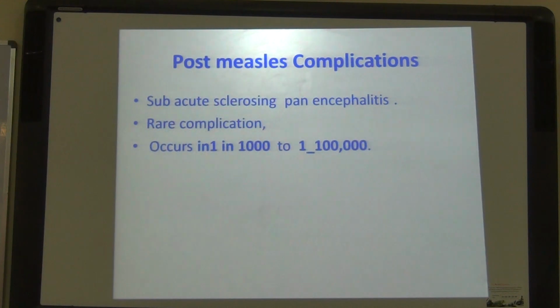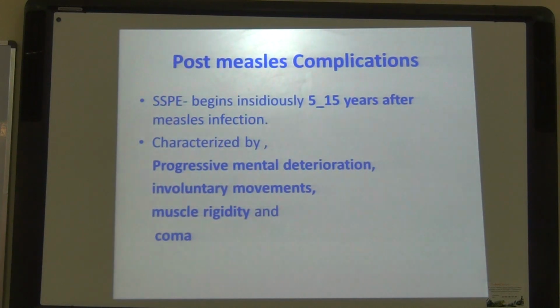The post-measles complication is subacute sclerosing panencephalitis. It's a rare complication, occurring in 1 in 1,000 to 1 in 100,000 cases. It begins insidiously 5 to 15 years after the measles infection, and it is characterized by progressive mental deterioration, involuntary movements, muscle rigidity, and coma.